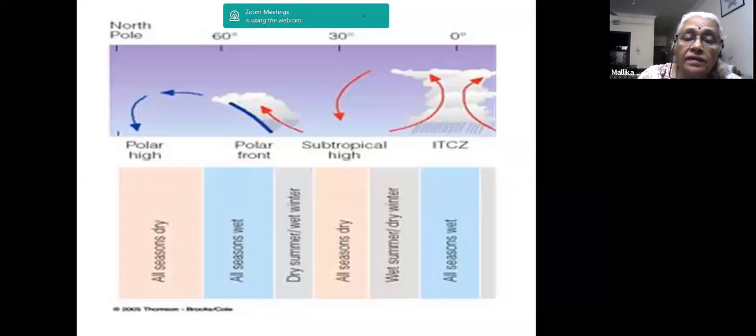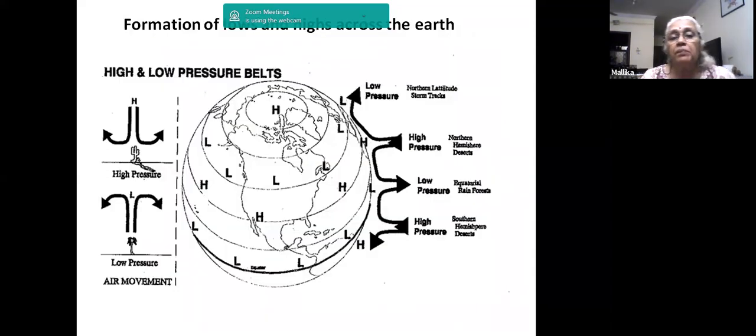Then you have the entire region being wet, up to 60 degrees north. You have all seasons wet. It rains throughout the year, and it snows in winter. That's most of Europe and also North America, right? And then you have all seasons dry in the polar region. So you can see how the formation of lows and highs actually has a direct impact on the climate of a place. Right. And this is the big picture in the world of what is happening.